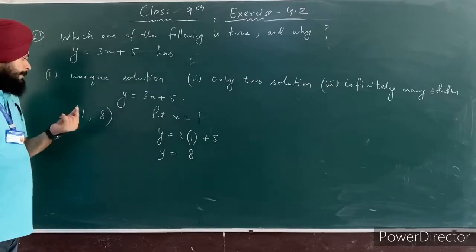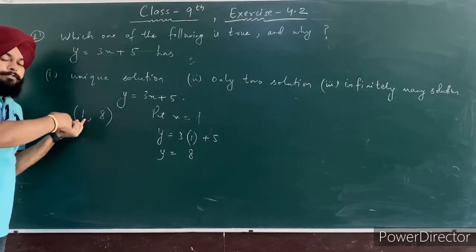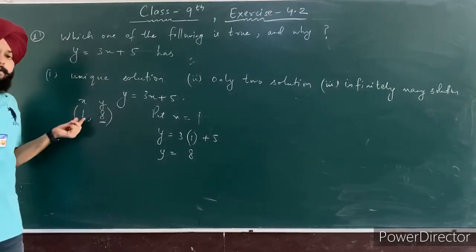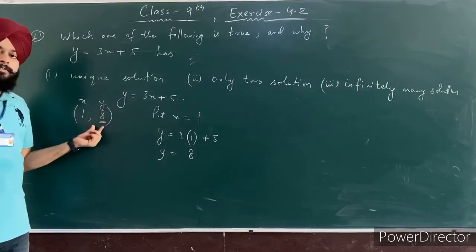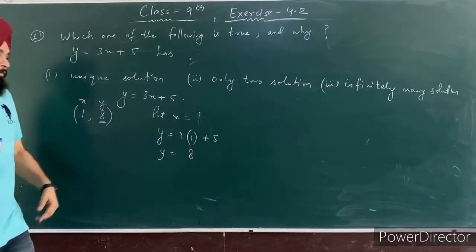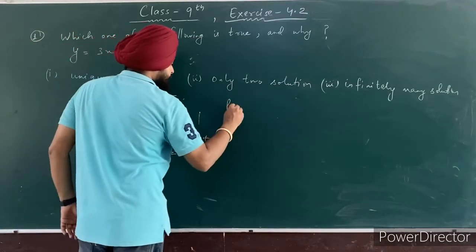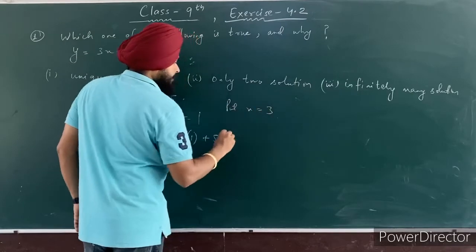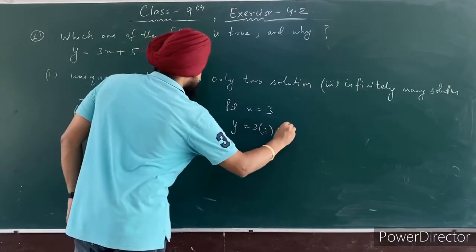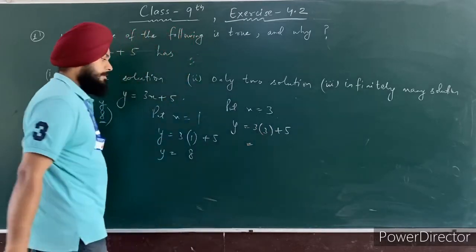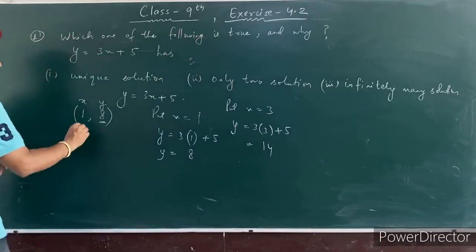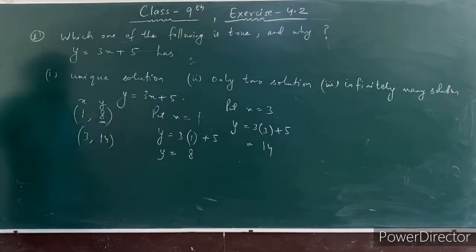You always know that the first value is the value of x and the second value is the value of y. So the first solution is 1, 8. If you put another value, x equal to 3, then what is y? 3 multiplied by 3 plus 5. 3 threes are 9, 9 plus 5 is 14. Therefore, the other solution is 3, 14.